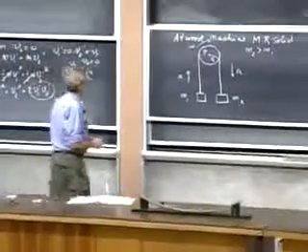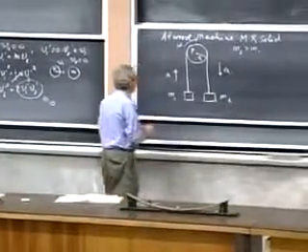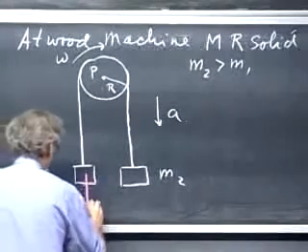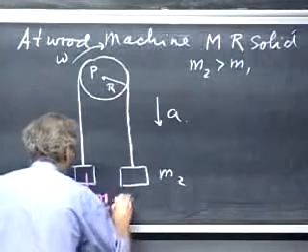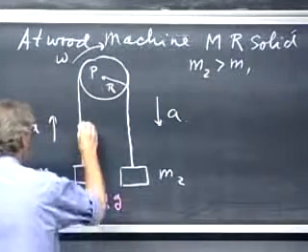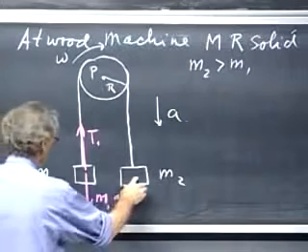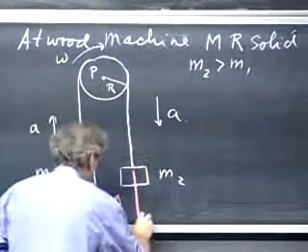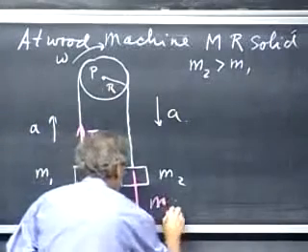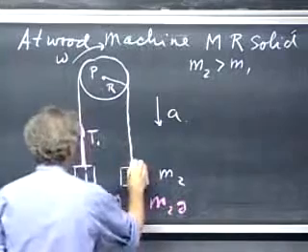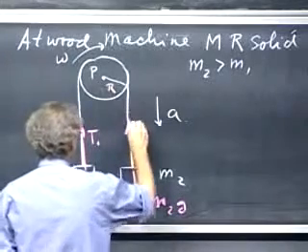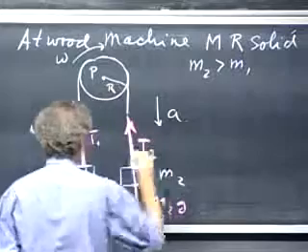And now, the first thing we want to do is to make up free body diagrams. Free body diagrams for this one is easy. M1g down and T1 up. For this one, we have M2g down, and we have T2 up.